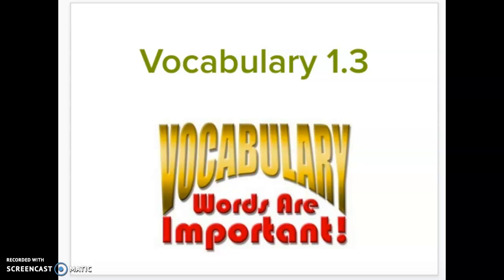Today we are going to go through 1.3 vocab, and it's all about angles. Make sure you have your vocabulary sheet out and are writing down the notes and drawing the pictures.